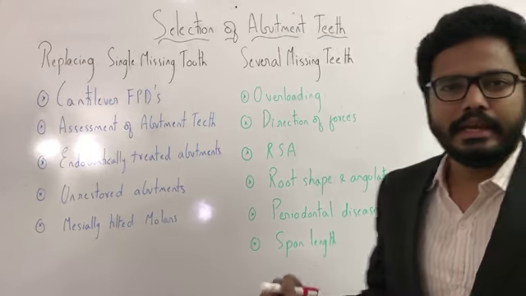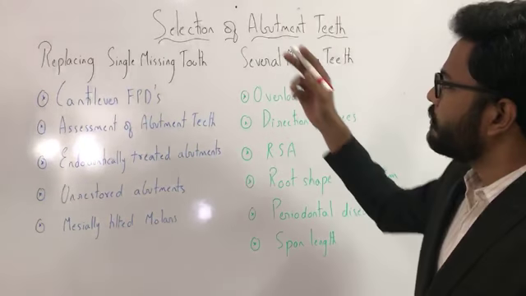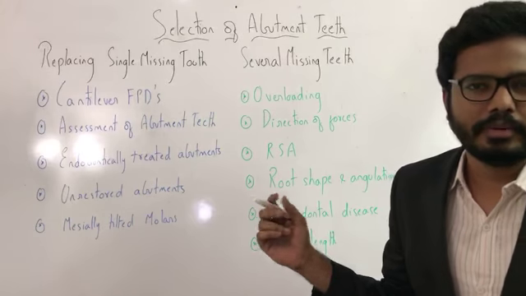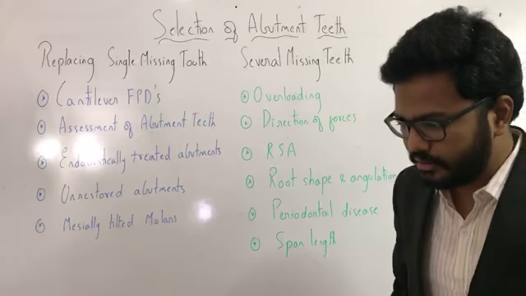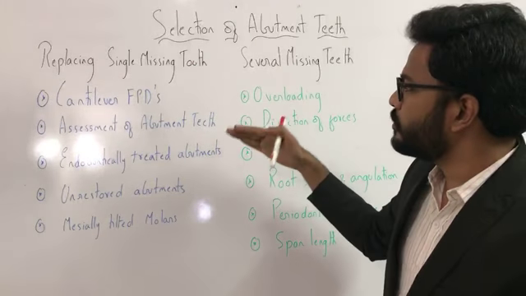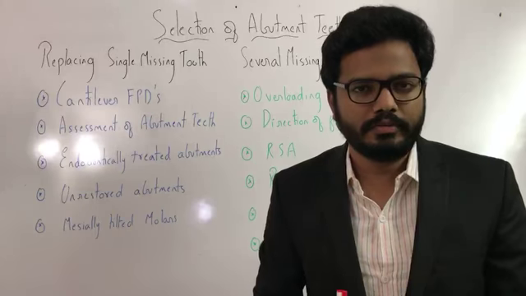As you can see, for selection of abutment teeth, we have various criteria. We have the scenario of replacing a single missing tooth or a scenario where you need to replace multiple missing teeth, right? In case of replacing a single missing tooth, we have different options. However, there are certain factors which influence the selection of abutment teeth.